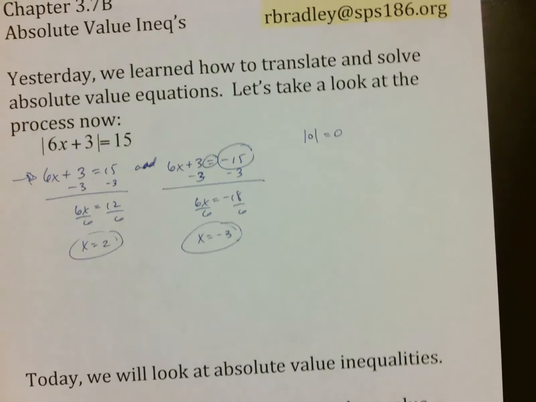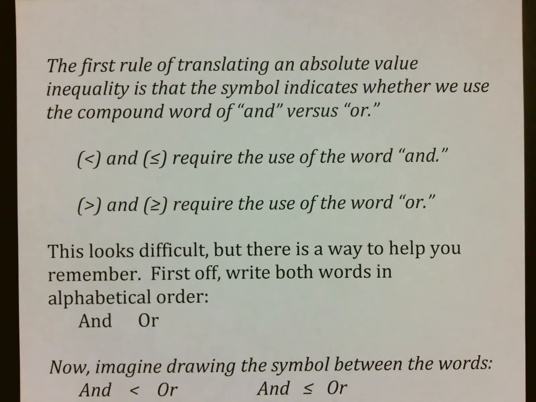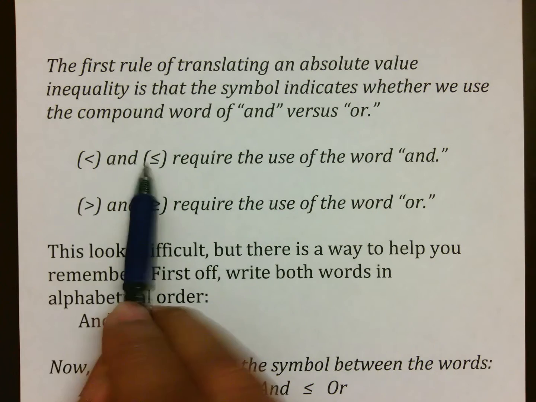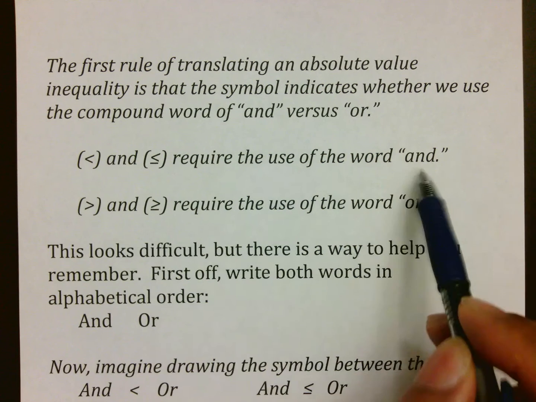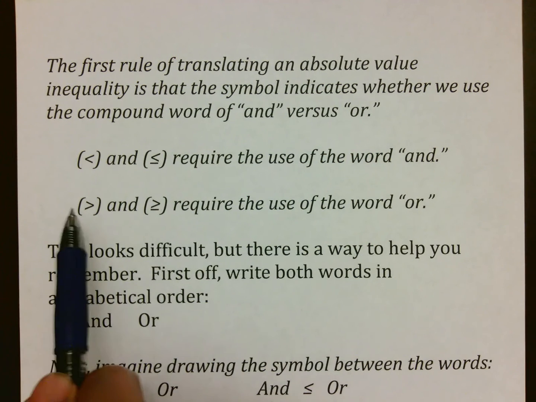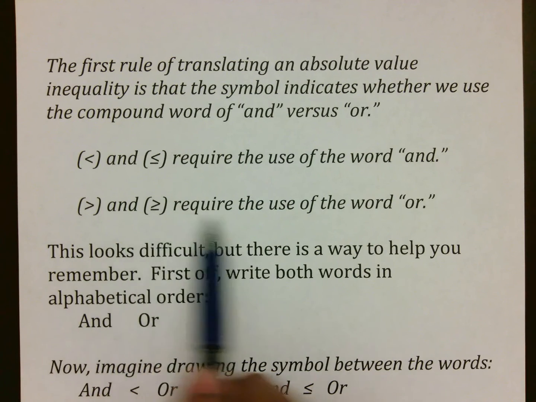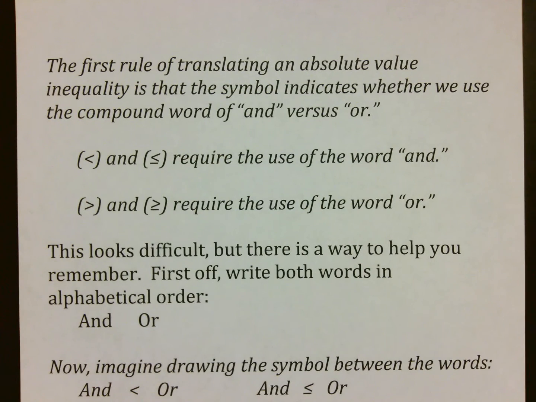Alright? So the first rule of translating absolute value inequalities is that the symbol indicates whether we use the compound word and versus or. These two symbols, less than and less than or equal to, require the use of the word and, and greater than and greater than or equal to require the use of the word or. Keep those notes until you learn it.